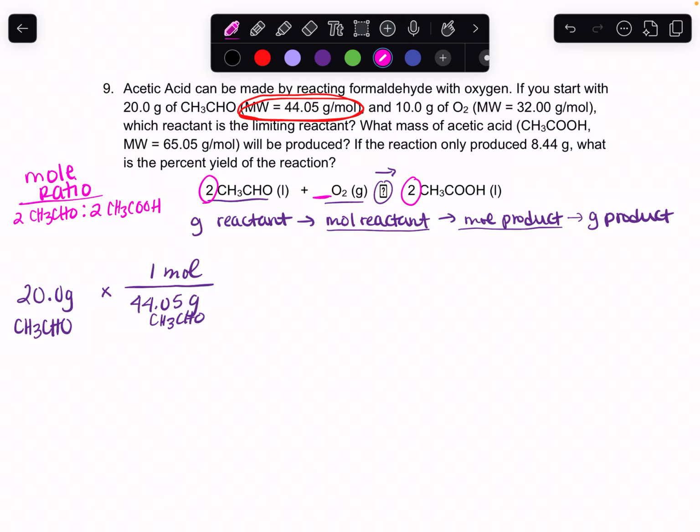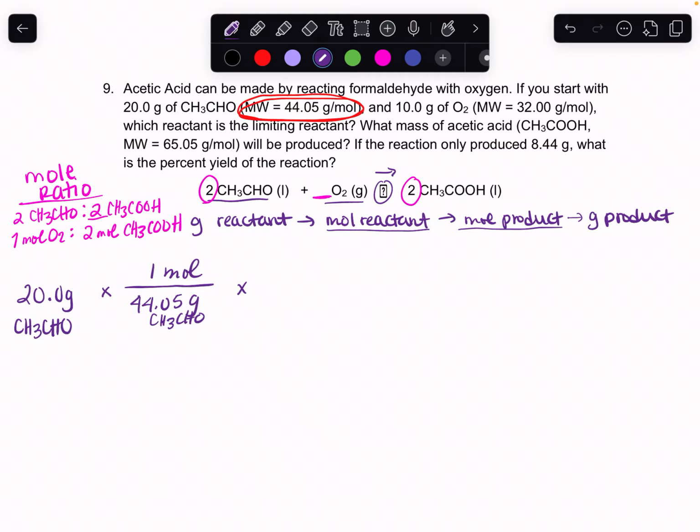I'm going to need to find a mole ratio for oxygen as well. So oxygen has no coefficient. That just means there's 1 mole of O2. And again, it's the same product, so 2 moles CH3COOH. That's what I'm going to use here to convert, okay? I'm going to convert between moles of CH3CHO and moles of acetic acid.